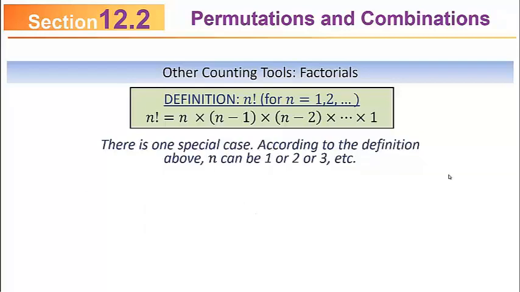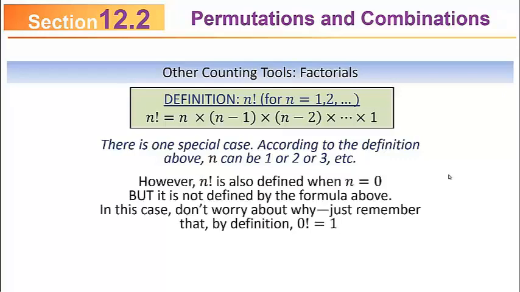There is one special case that we need that doesn't follow that pattern. As long as n is 1 or 2 or 3 or 4 or any counting number, you can use this formula. But there is a need occasionally for us to define what happens when you get 0 factorial. And it turns out that 0 factorial is by definition equal to 1. I'm not going to talk about why. At this point it doesn't matter. But in order for our factorials to work the way we want them to work, we have to define 0 factorial to be 1. That's the one that you just have to memorize. It doesn't follow the pattern for the others.